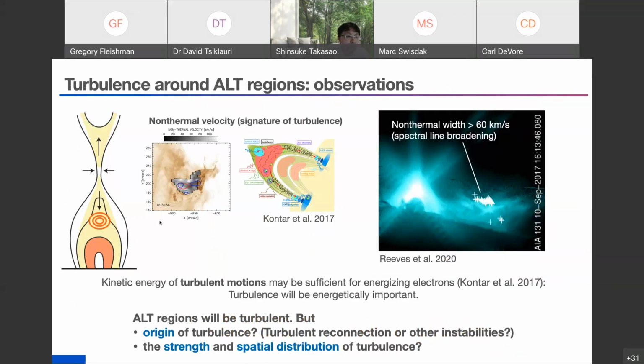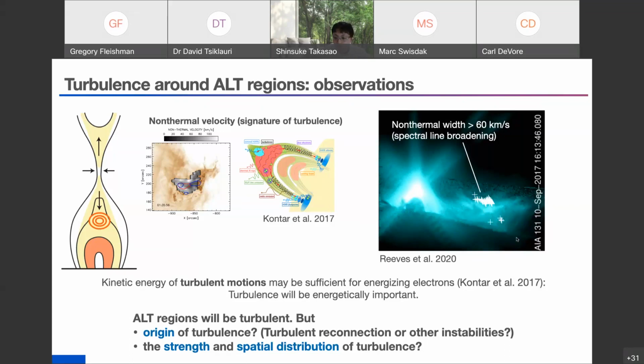This observation is a spectroscopic imaging observation of a solar flare. The gray color scale shows the non-thermal velocity around the rooftop regions. This observation suggests that strong turbulence is produced in the rooftop regions, and the increase in the non-thermal line broadening is often seen in other solar flares.